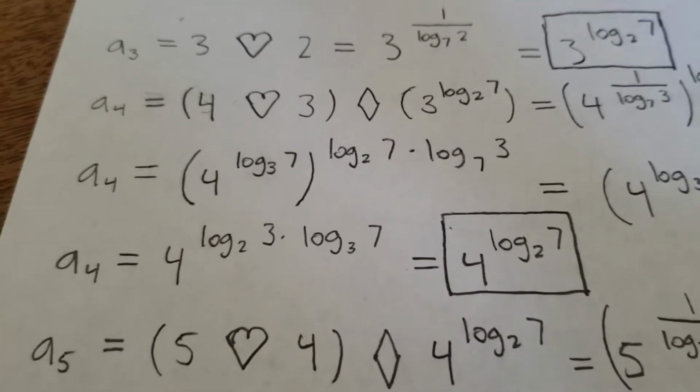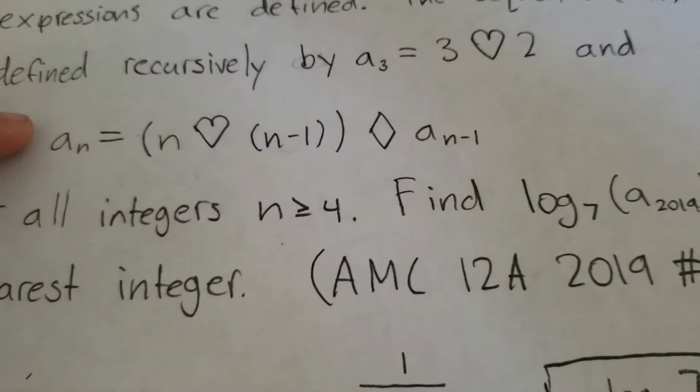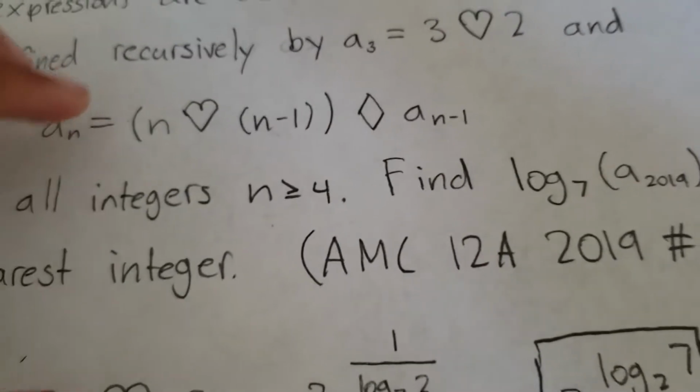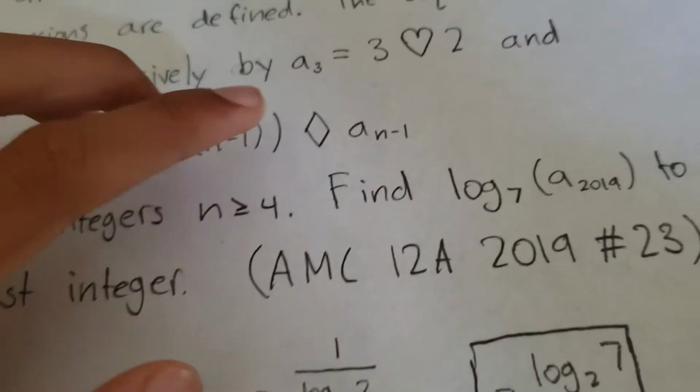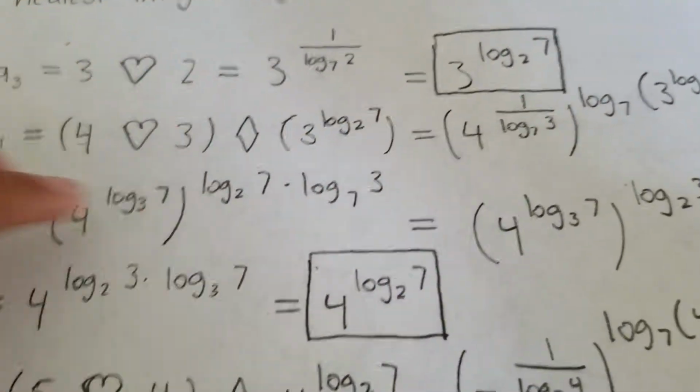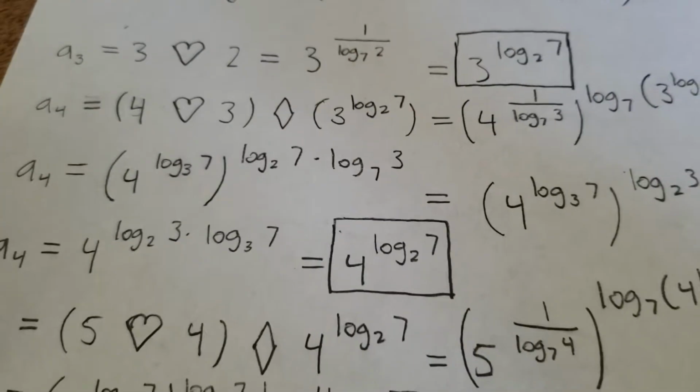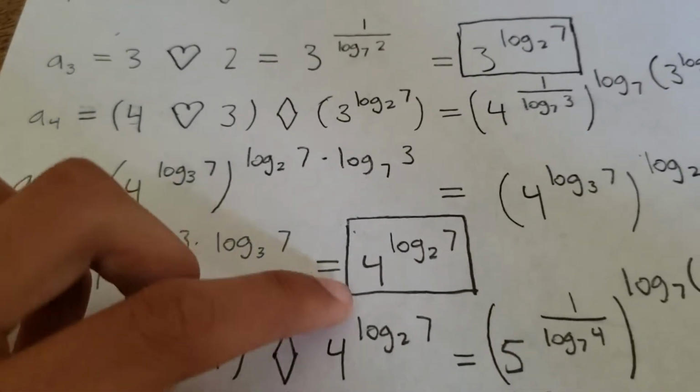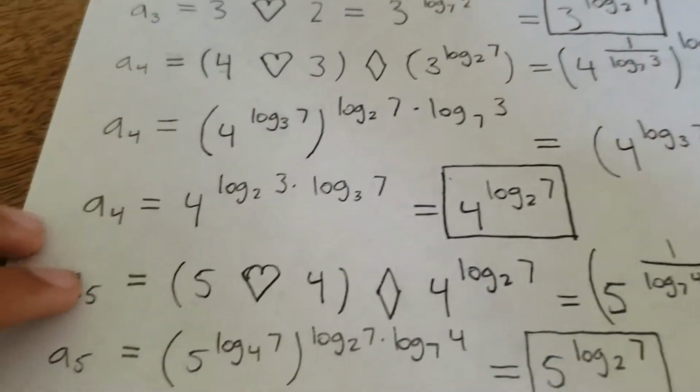So let's go to the algebra once more. A sub 5, using this definition, is just 5 heart 4, diamond a sub 4. And a sub 4 is just 4 to the log base 2 of 7. Sorry, I need to correct that.